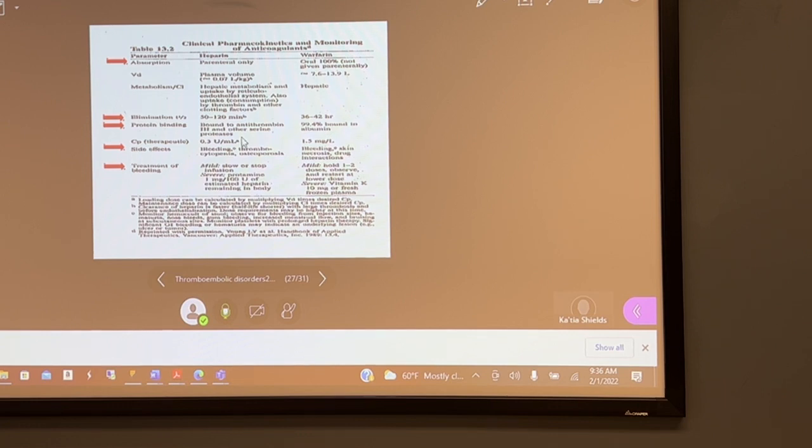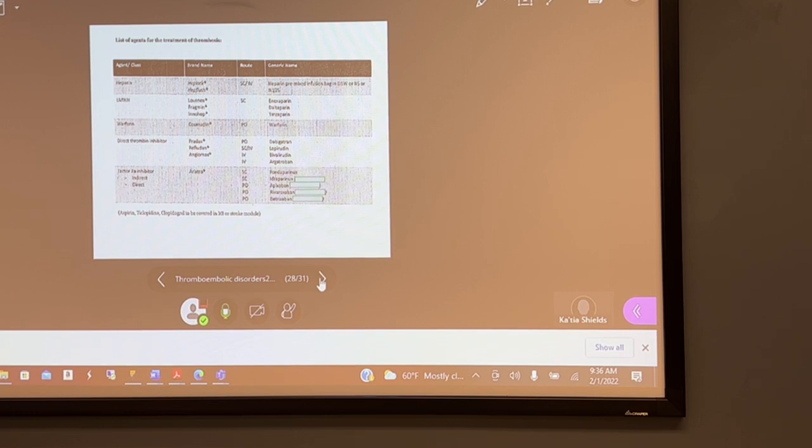Side effects: with heparin you have bleeding, thrombocytopenia, and osteoporosis. And with warfarin you have bleeding, skin necrosis, and drug interactions. When you have to treat bleeding that comes from heparin, you give protamine. If you're going to treat that of warfarin, you give fresh plasma or vitamin K replacement. And I want to believe that that is the thing.